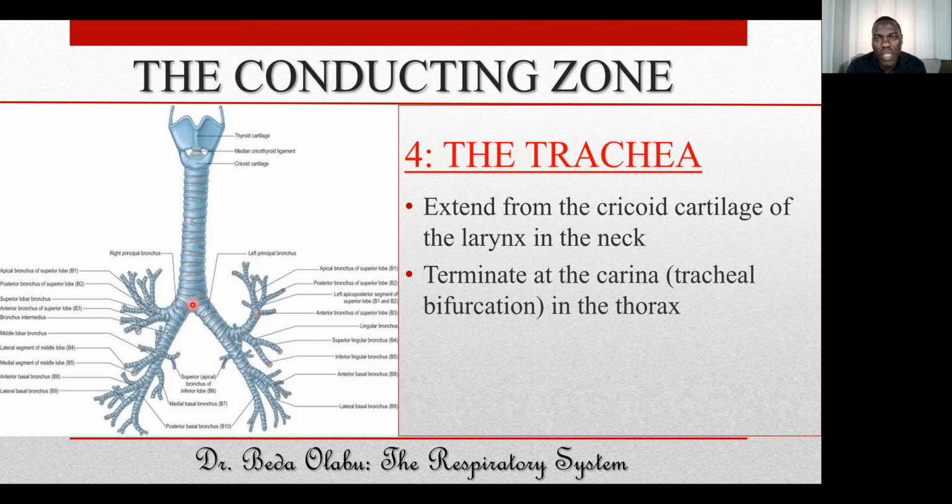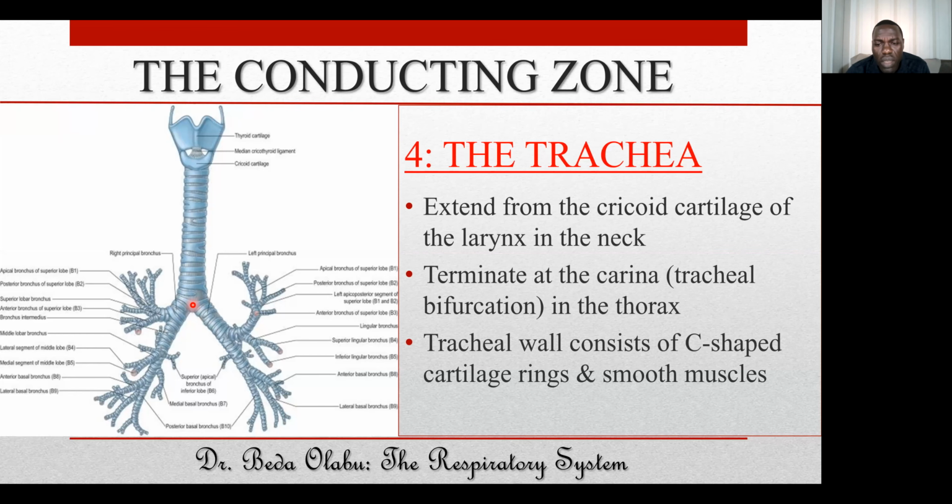That means that there's a segment of the trachea which is in the neck, the cervical trachea, and there's a segment of the trachea which is in the thorax, the thoracic segment of the trachea. On its wall, the trachea has C-shaped cartilage rings. The cartilage rings are not complete. They are C-shaped. They have a defect posteriorly. But in addition to the C-shaped cartilage rings, the trachea also has smooth muscles along its wall.